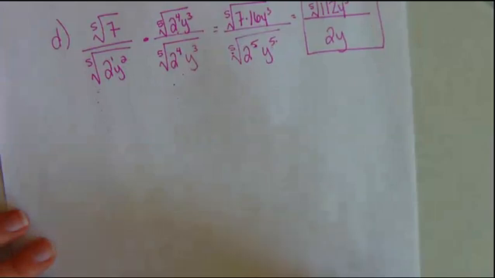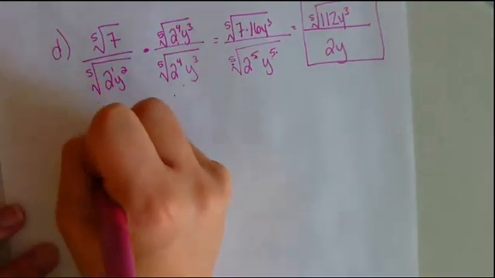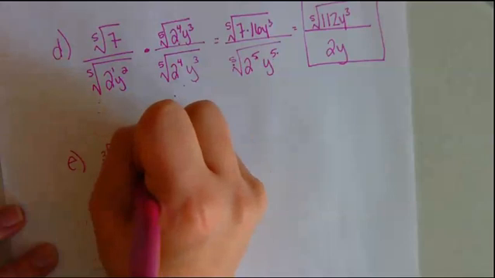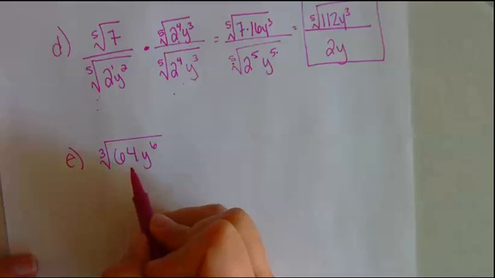All right, one last problem here. We'll look at E. The cube root of 64y to the 6th. So this one's pretty basic. Probably should have been earlier on the paper, honestly. You just have 2 pieces in here.